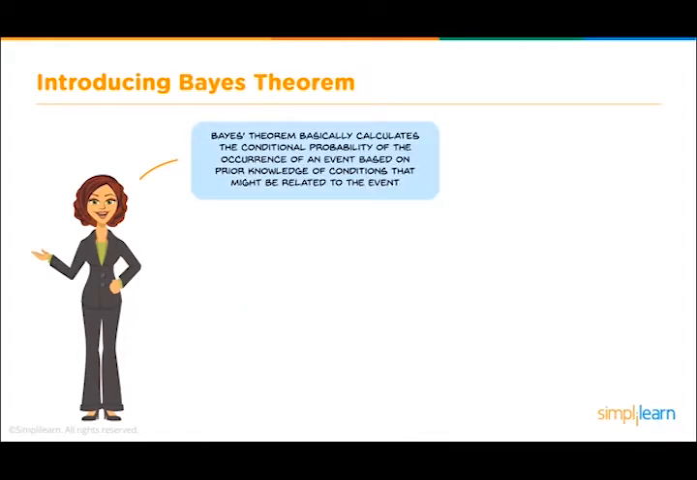So the Bayes theorem basically calculates the conditional probability of the occurrence of an event based on prior knowledge of conditions that might be related to the event. We will explore this in detail when we take up an example of online shopping further in this tutorial.